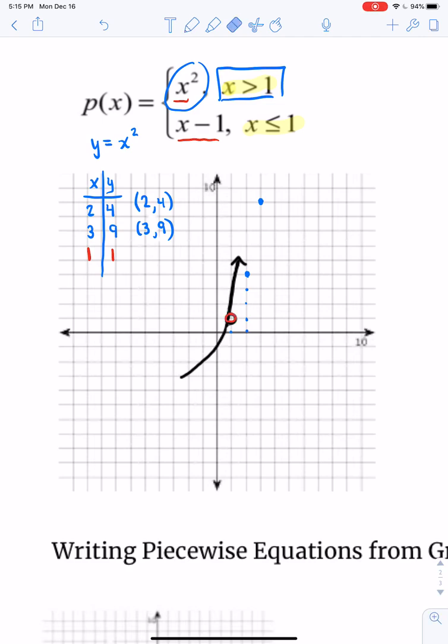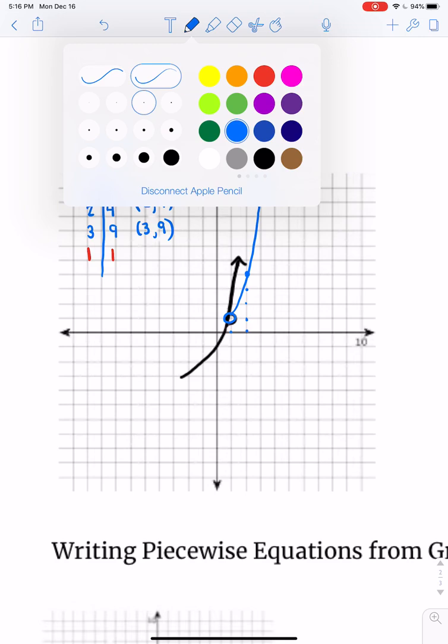Let's make that blue because we're doing blue for this rule. You would have an open circle, and then if you connect it to your other circles, you would have that nice parabola curve that you know is a quadratic function. All right, so let's go ahead and work on the second one.